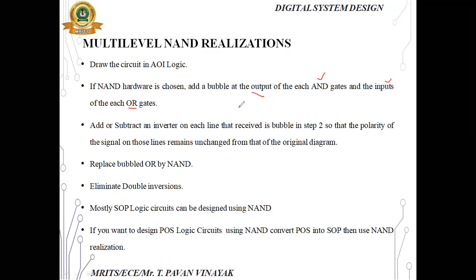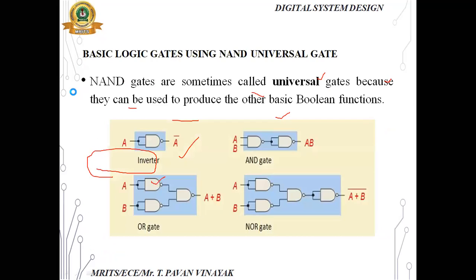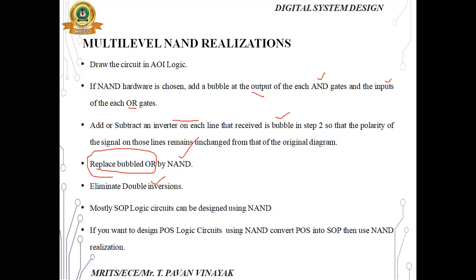Add or subtract an inverter on each line where you add a bubble. Now replace the input-bubbled OR with NAND. Eliminate double inversion. I think you can't understand it yet. Let us see some examples, then you can understand. I'm taking the whiteboard now.